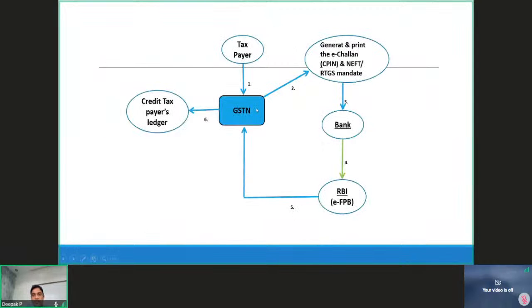The same taxpayer will go to the GSTN. He will generate the challan and NEFT RTGS mandate form. Go to the banker. The banker will interact with the RBI through the RBI's EFPB, and it comes back to the GSTN. A CIN is generated, and the amount gets credited to the electronic cash ledger.